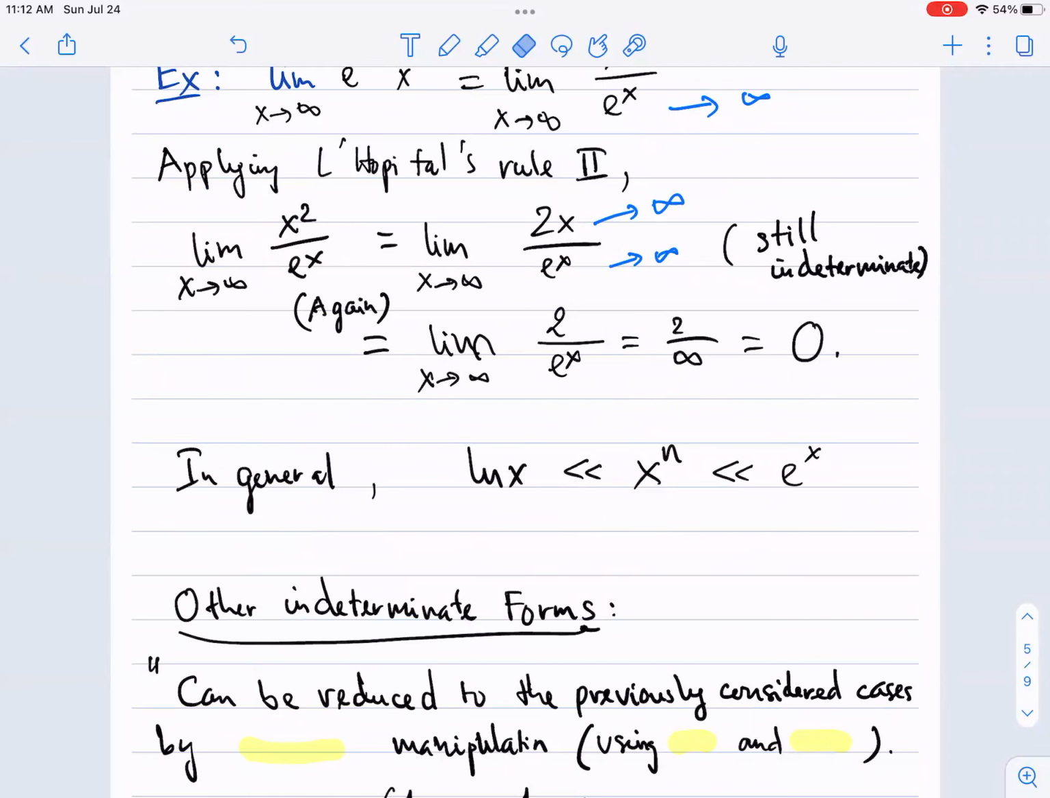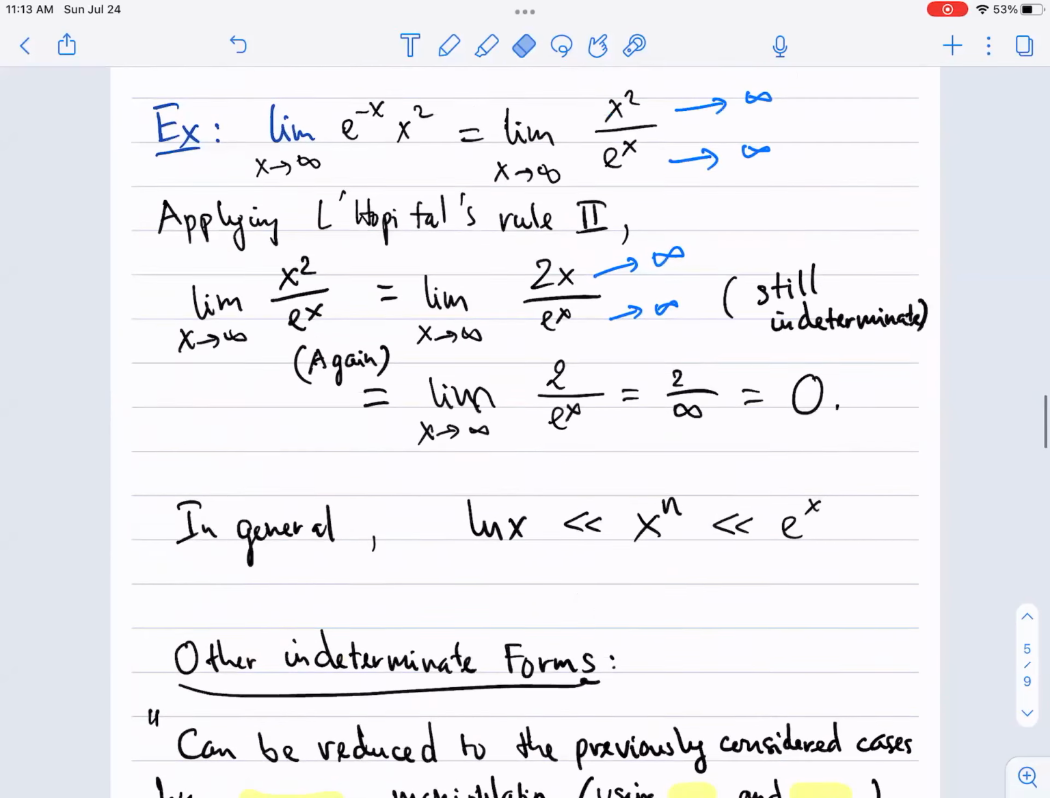And look at the quotient of that derivative. So the derivative of 2x equals 2. The derivative of 2 to the e to the x is still e to the x. So now we have 2 divided by e to the x, which is approaching 2 divided by infinity, which is equal to 0. So in general, the rule of thumb is that the logarithm function is approaching infinity slower than the power function, and the power function is approaching infinity slower than the exponential function.